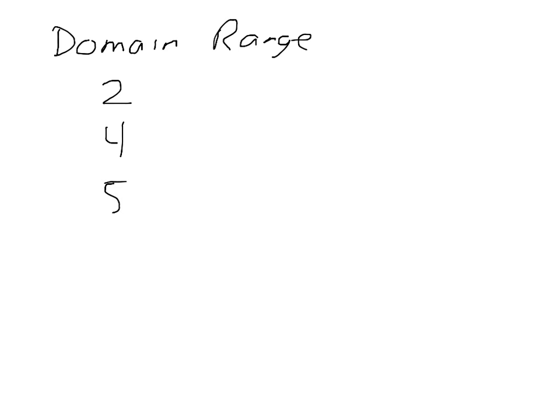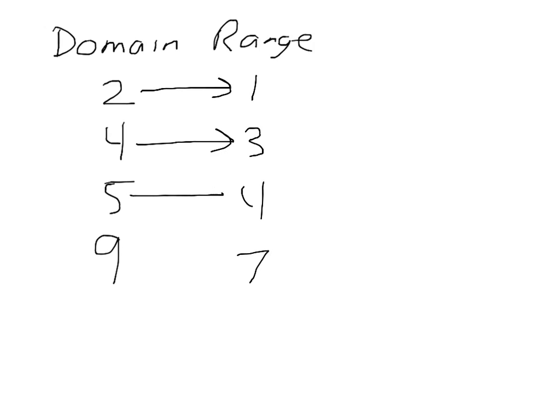Take a look at this. If I list the domain and the range, and let's say the domain is 2, 4, 5, and 9, and the range is 1, 3, 4, and 7. And 2 goes to 1, 4 goes to 3, 5 goes to 4, and 9 goes to 7. Is this a function? Yes, this is in fact a function, because every x goes to exactly one element of the range.